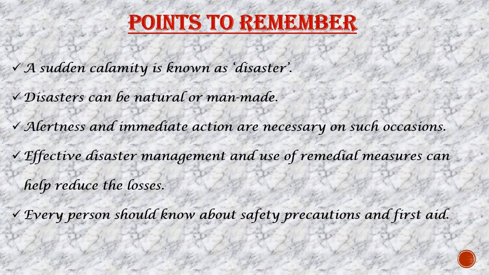So students, this was the end of the chapter. Now let's see which are the points to be remembered. Now you have to remember that what is disaster? A sudden calamity is known as disaster. Disasters can be of two types, natural disaster or man-made disaster. And alertness and immediate action are necessary on such occasions. And effective disaster management and use of remedial measures can help to reduce the losses during these disasters. And every person should know about safety precautions and the first aid.